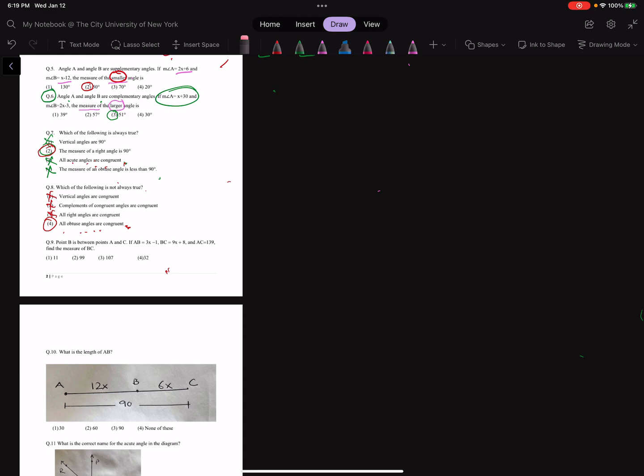Let's see. In number 9, we have done this kind of sum in the class a lot of times. Point B is between A and C. So between, if A is here and C is here, so B is in between. So once you connect them, B is somewhere. Let's say this B. Now they say AB is 3x minus 1. That means my AB, the green part, is 3x minus 1. And my BC, let me draw it with another color, that's my 9x plus 8. And they gave us the data that AC is 139.